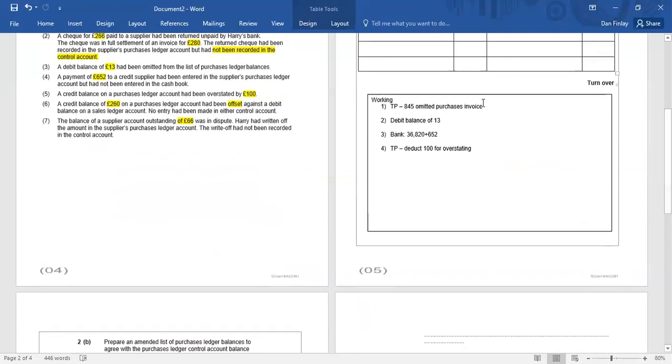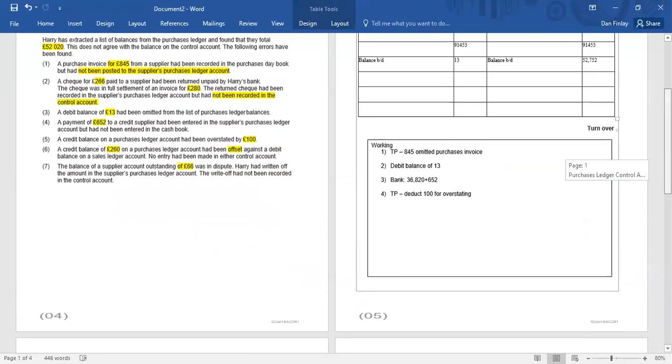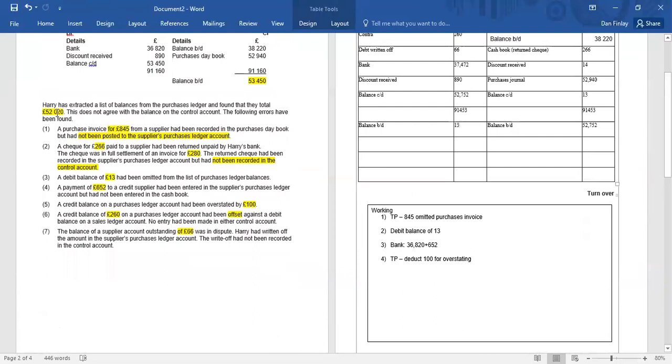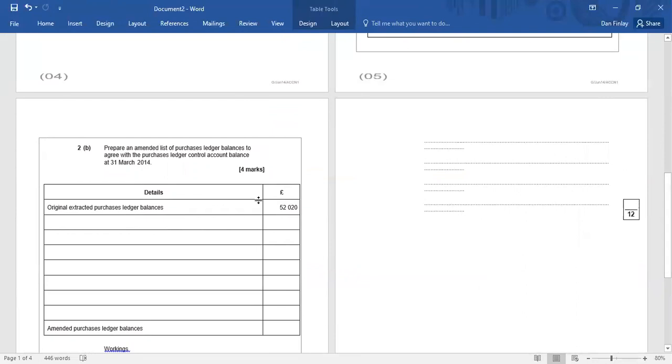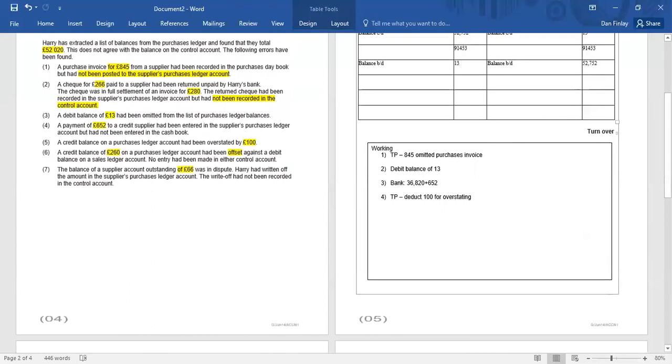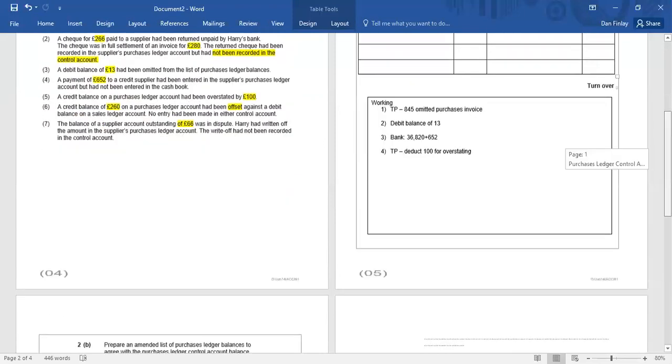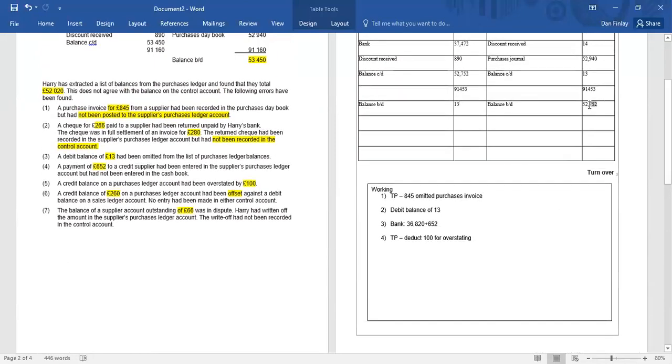Now these extra errors here are going to help us work out what the true trade payable balance should be in part B. So it says here, here's our original purchases ledger, which is £52,020. So what we would do is we'd add on the 845 admitted invoice. We would take away the £100 for overstated, and we would take away the £13 debit balance, and hopefully we should get that number there, which would equal it.